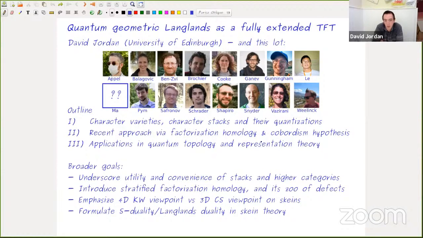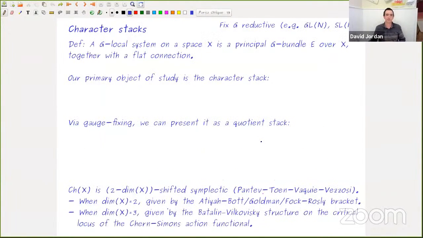More closely tied to the physics, I want to emphasize the four-dimensional Kapustin-Witten viewpoint on skein theory, as opposed to how traditionally people have looked at it from a 3D Chern-Simons point of view. And then building on that at the end, I want to share a recent conjecture of myself and my collaborators, which is an instance of S-duality or Langlands duality as it appears in the skein theory of three manifolds. Okay, so let's get started.